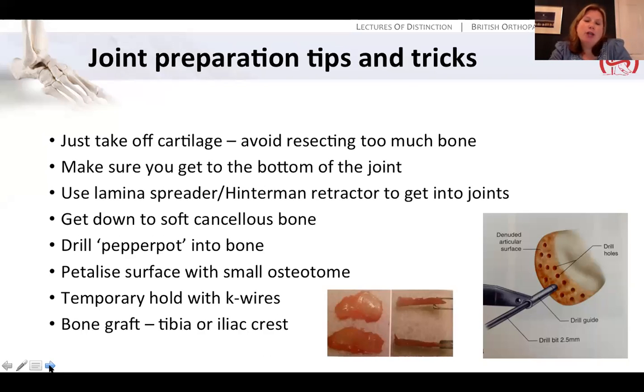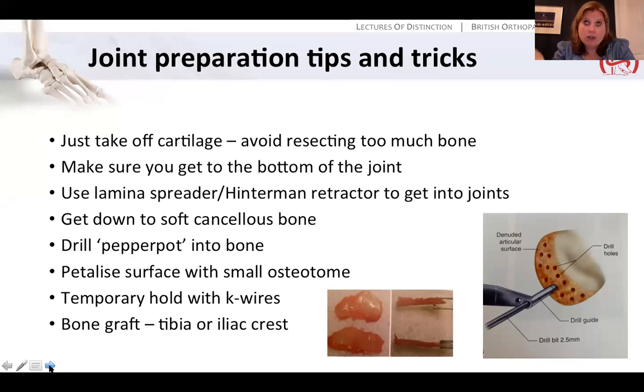Joint preparation: obviously what position you put the joints in is extremely important, but I would say that joint preparation is really the most essential part of any fusion. You need to be able to create these really roughened cancellous surfaces that will allow bony fusion to occur. It's important to take off the cartilage and avoid resecting too much bone, or that will affect your position. As I've talked about before, you need to make sure you get down to the bottom of that joint, and you can use a laminar spreader or a Hinchman retractor to get deep into those joints.